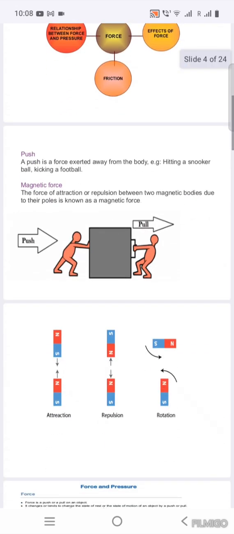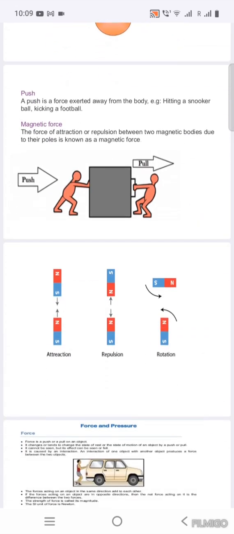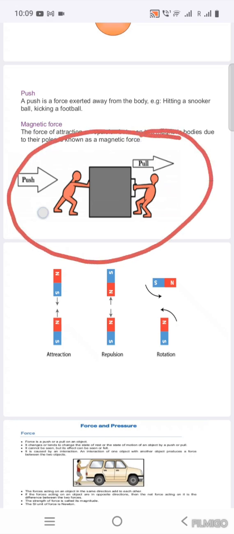Here you can see in this diagram a man pushing a block and another man pulling the same block. This is an example from where you can clearly see what a push is and what a pull is. Now another example.